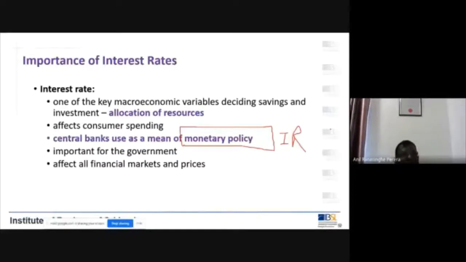For example, the foreign exchange rate, the current rate and the future rate, is linked by the interest rate. So any change in interest rate is reflecting or affecting the exchange rate as well. So all in all, interest rate has a very important role to play in the economy in terms of individual decisions, micro decisions, as well as overall decisions, which are the macro decisions.